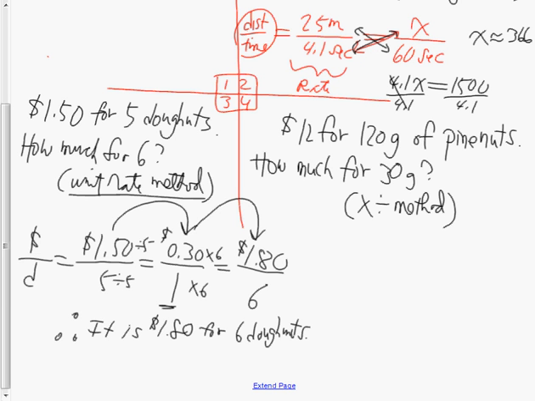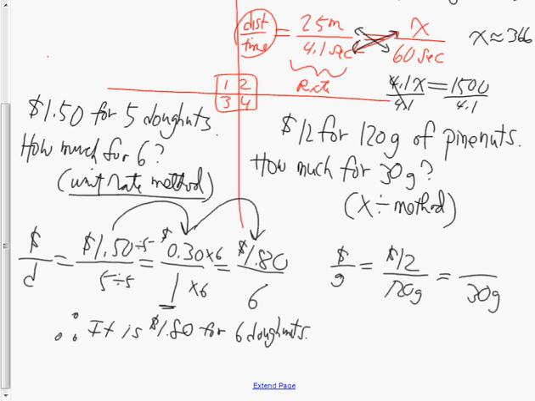And the last question, question 4, says $12 for 120 grams of pine nuts. How much for 30 grams? So we're going to do cost for grams or mass. In this case, it's $12 for 120 grams. How much would it be for 30 grams?